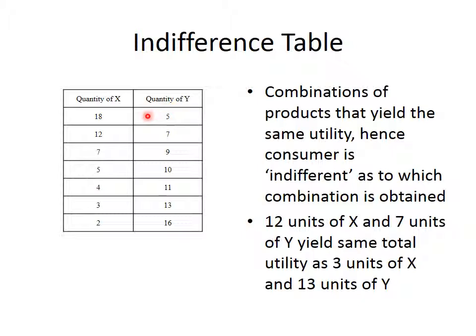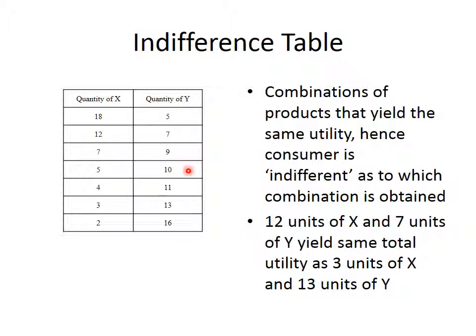This is really based on Aristotelian logic. We'll see it a little bit later on, where we have X and we have not X. We phrase them as X and Y here. Okay? These are different combinations of the products that will yield me the same utility, that I find to be of equal benefit to me. Okay, so I can consume 18 units of X and 5 units of Y and get the same total utility as consuming 5 units of X and 10 units of Y. Less X, more Y, okay?